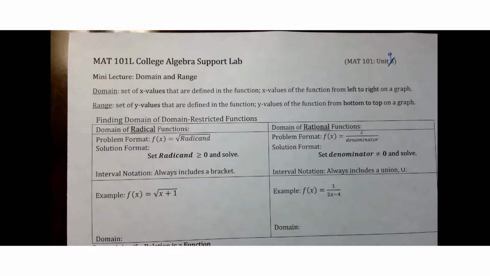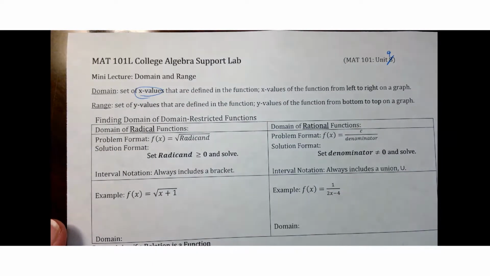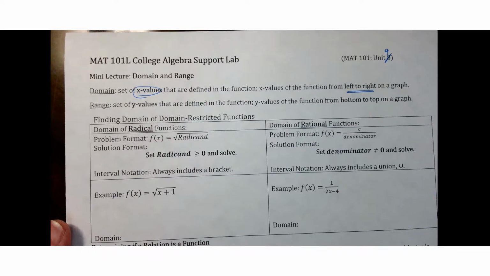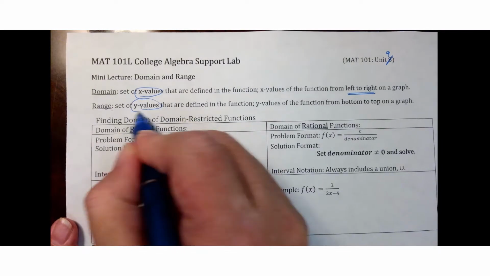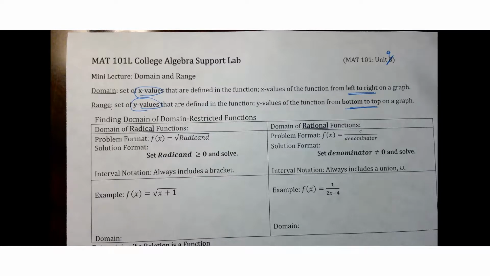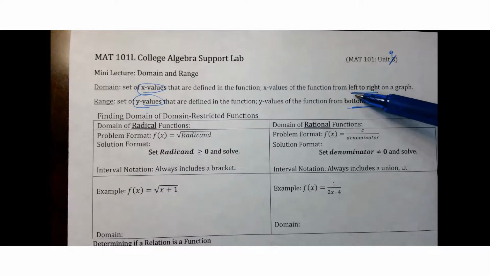Okay, so this is what you need to remember. Your domain is the set of all x values that are defined in the function. They go from left to right on a graph. Your range is the set of all y values, and they go from bottom to top. Some students find it easier for me to say, this is the smallest x value to the largest x value, and the smallest y value to the largest y value. If that helps you, you may want to write that down.